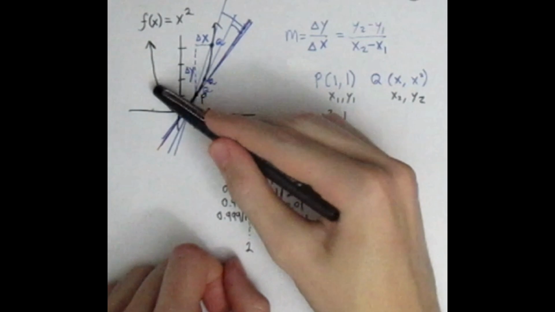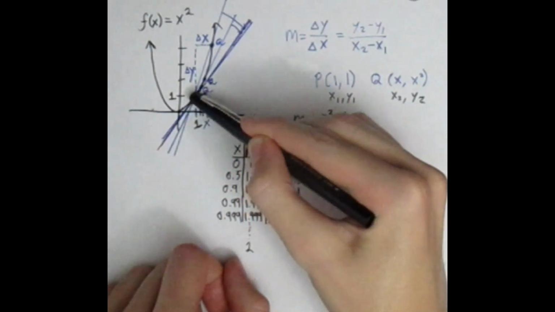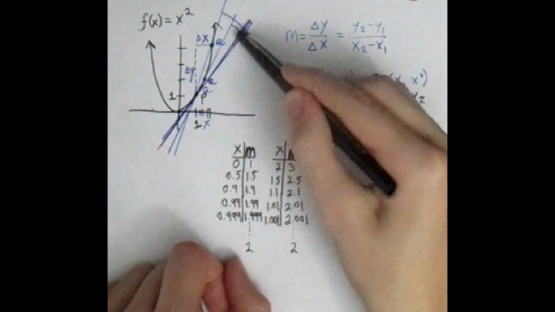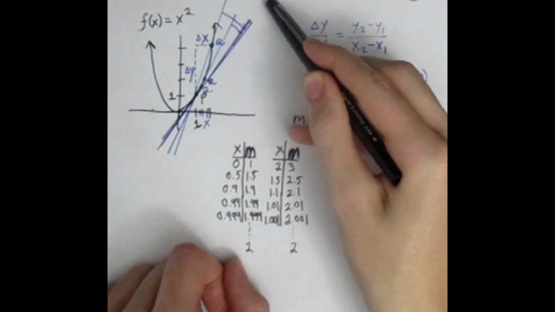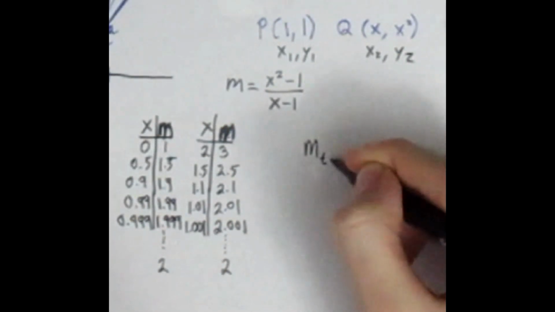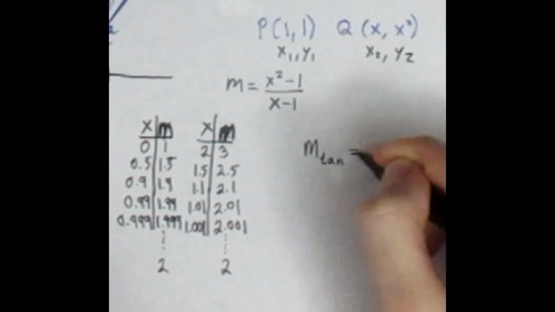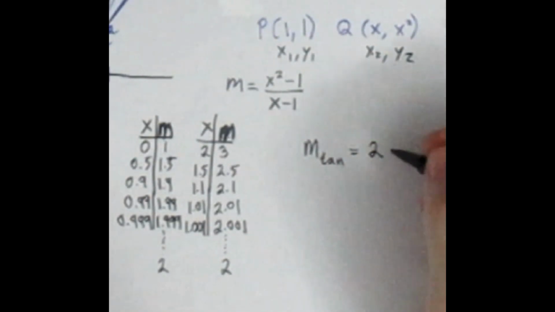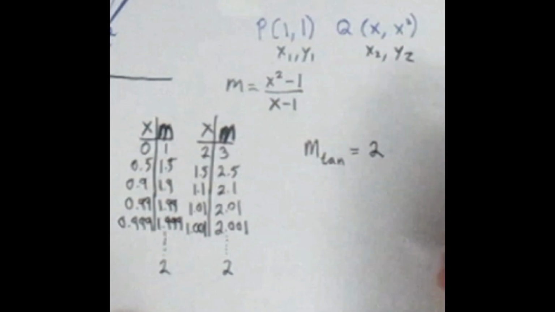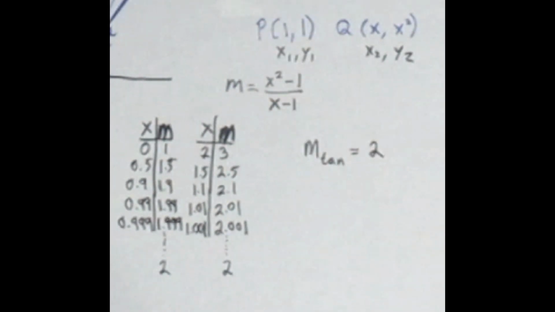So if the curve is coming this way, and at 1, 1 it suddenly stops, it will keep on going in that direction with a slope of 2. So let's write that out right here, that the slope of the tangent line equals 2. And let's take this a step further and find the equation to the tangent line. Why not? We have a slope and we have a point at 1, 1.